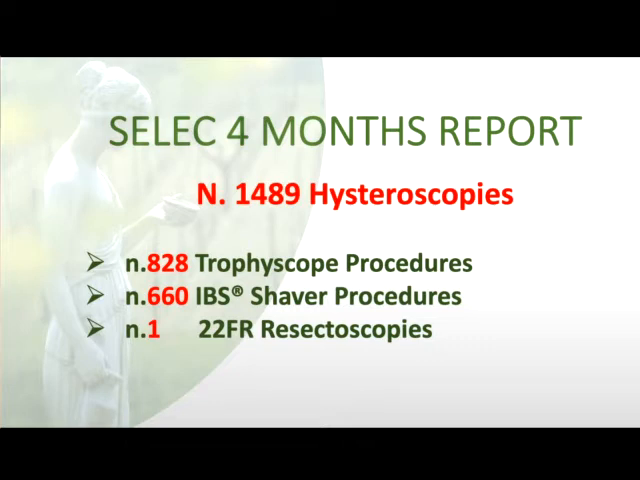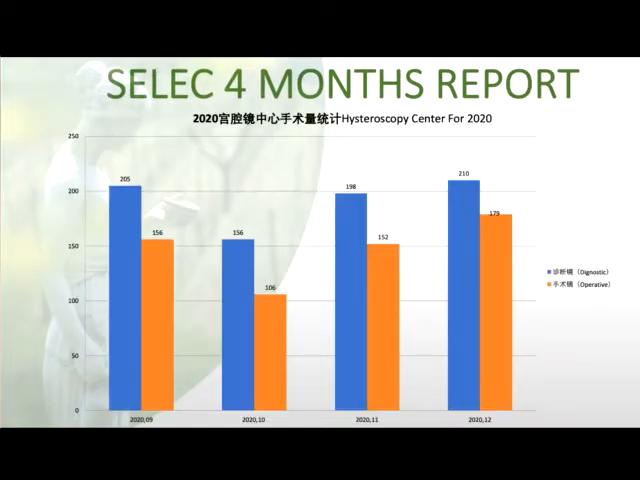This is just a slide to show you our activity in the center in Shanghai. The Shanghai center was opened in August, and in these 4 months of activity we did almost 1,500 procedures. 660 were shaver procedures, the others were just diagnostic. You see that in 660 procedures we did only one resection, and actually this resection was on an adenomyosis and not on a myoma, without any kind of complication.